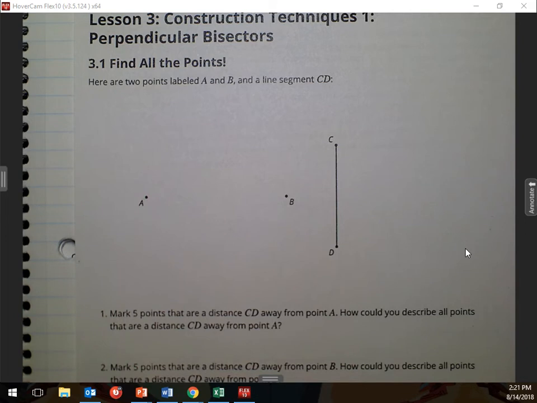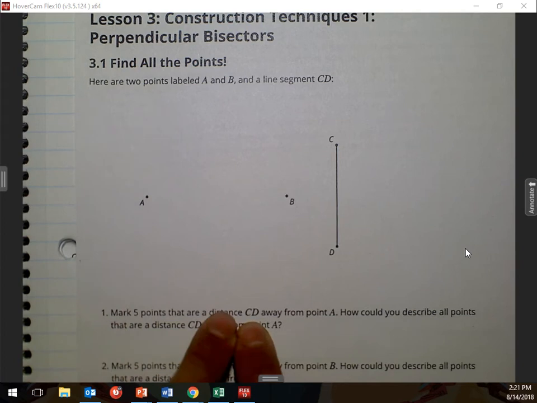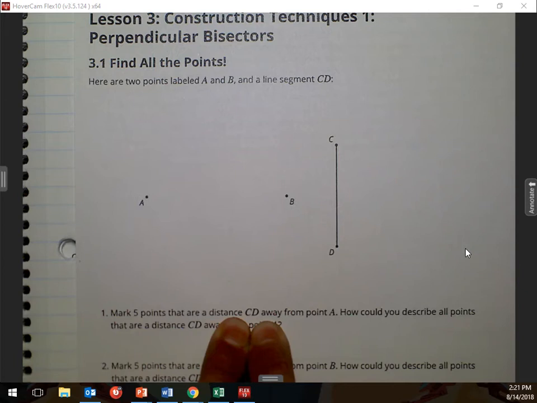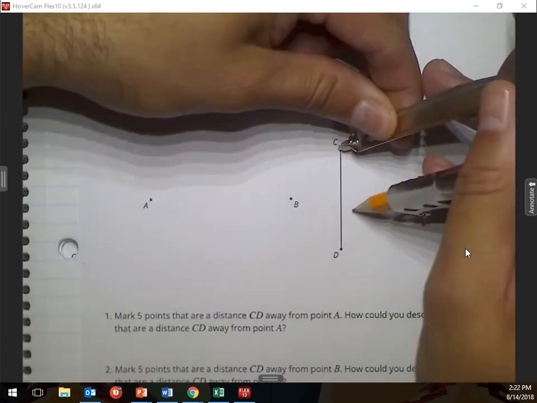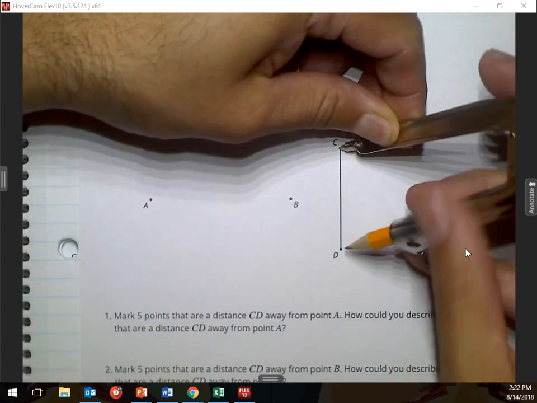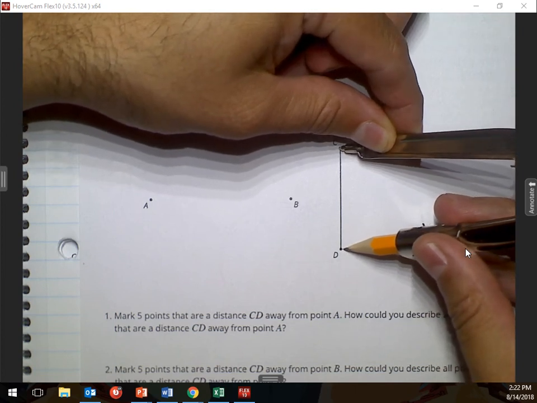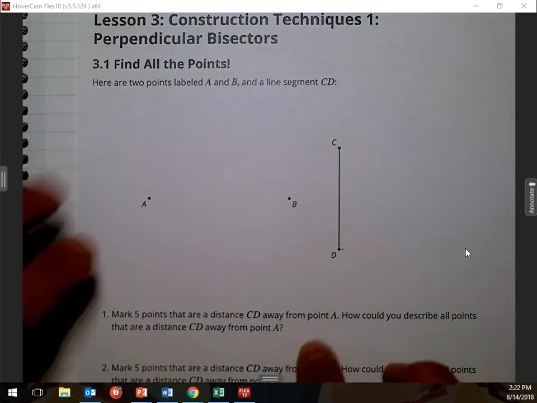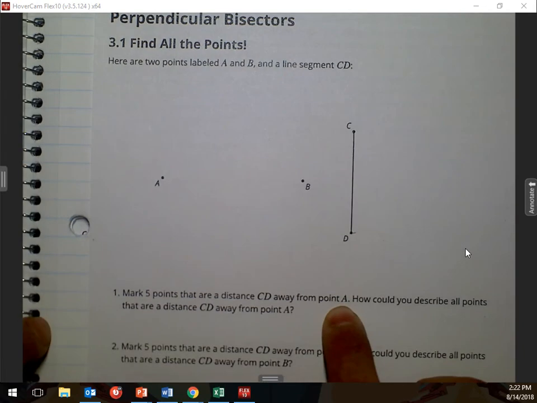Step one says, mark 5 points that are distance CD away from point A. Now, distance CD, what does that mean? Measure it, right? So basically stab C and open to D. Let's do that. Stab C, open to D. So that is the measure CD, right? Now, if it is CD away from point A, let's try and make a point out of it.